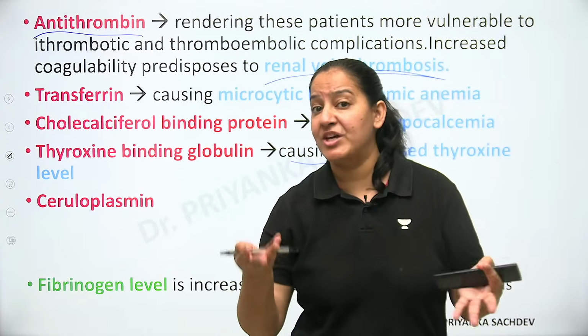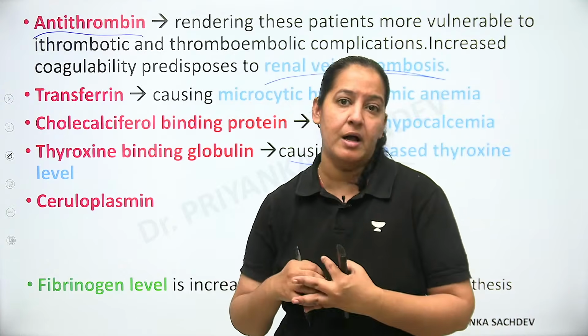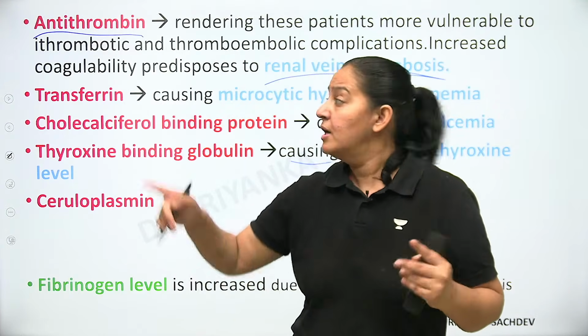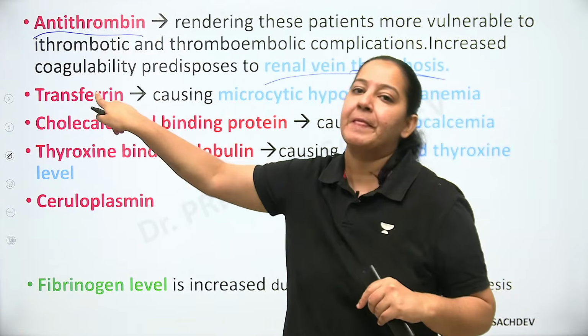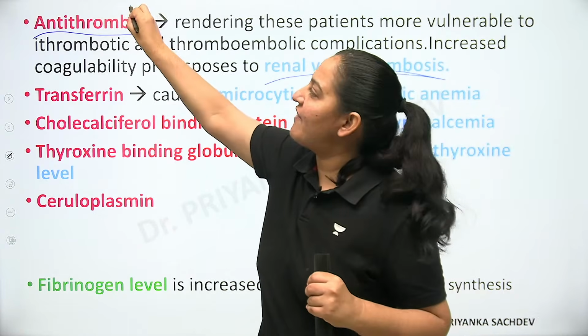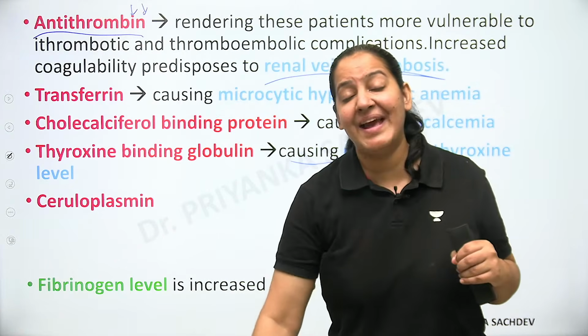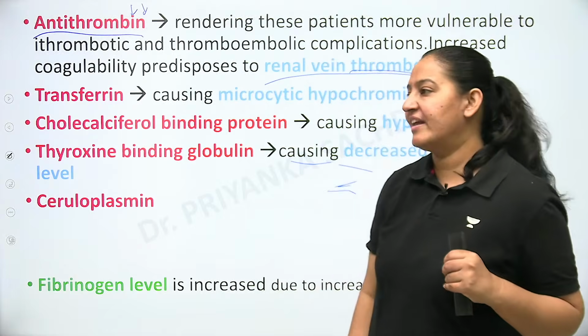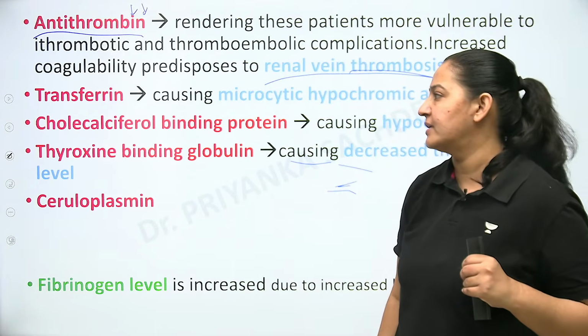Because in nephrotic syndrome, the patient has severe massive proteinuria. So most of the proteins are lost in urine. So antithrombin is also a protein which is lost in urine. So blood concentration of antithrombin will fall. That can make the blood hypercoagulable. You got my point?